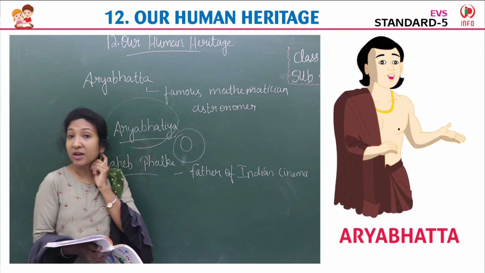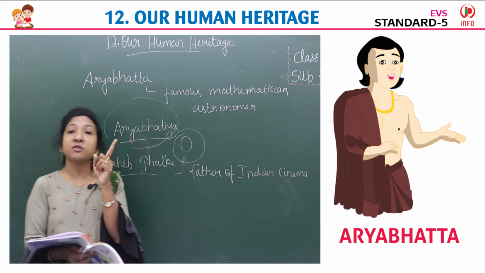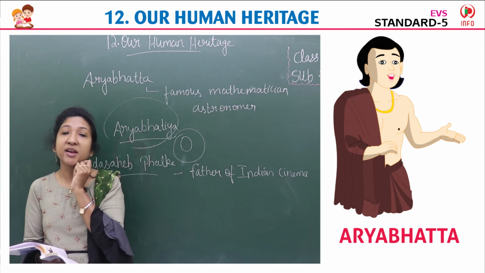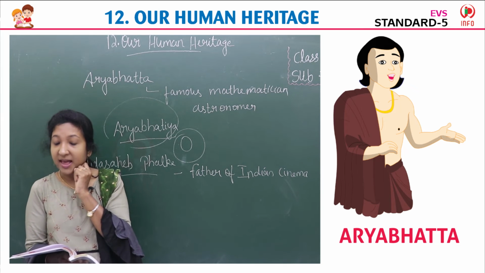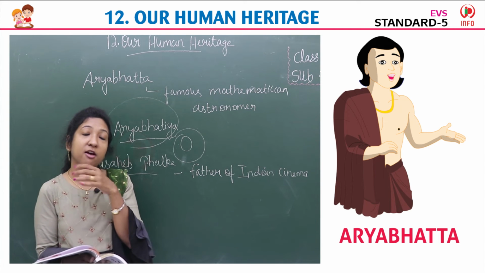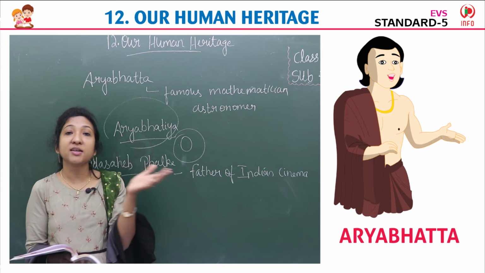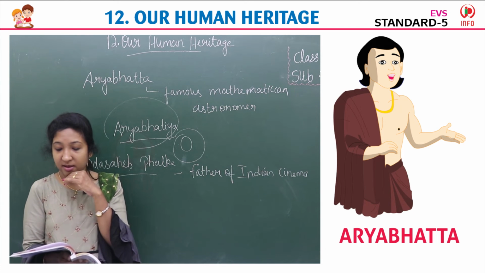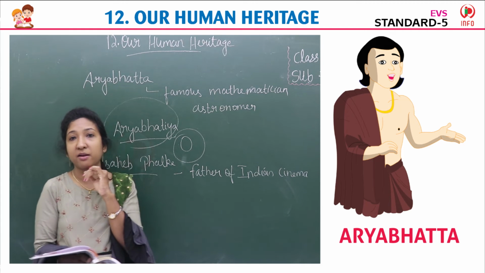He is the person who claimed that the Earth rotates on its axis, and that the apparent movement of the stars across the sky is actually a result of the Earth's movement, he said. Okay, and he also calculated the distance between the planets, and he set up an astronomical observatory in Bihar.